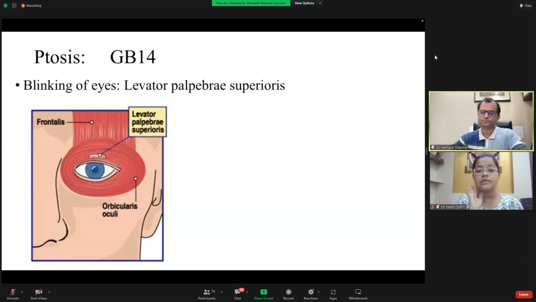Okay, so the muscles which is responsible for this ptosis are levator palpebrae superior.